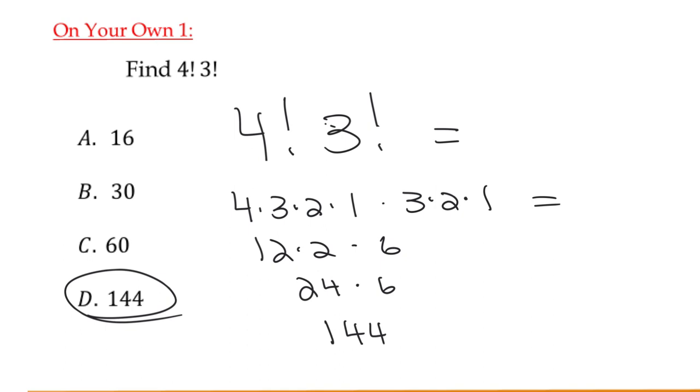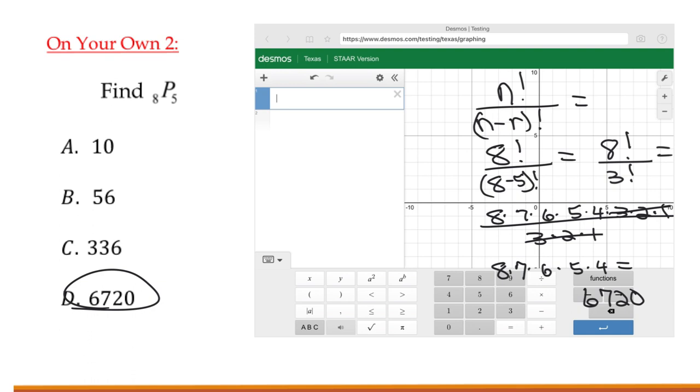All right, we have 4 factorial times 3 factorial. This is going to be 4 times 3 times 2 times 1 times 3 times 2 times 1. Multiply, I did 4 times 3, 2 times 1, and 3 times 2 times 1, and I got 24 times 6, which is 144.